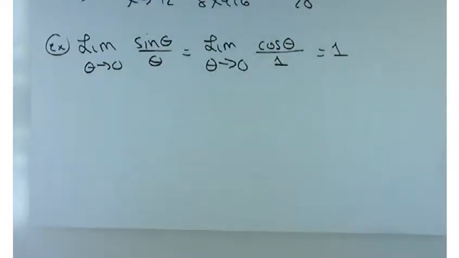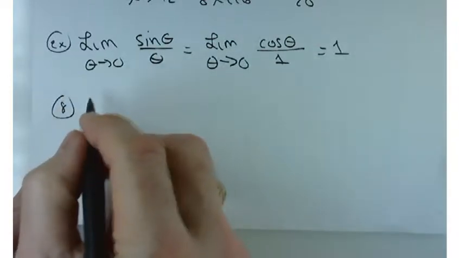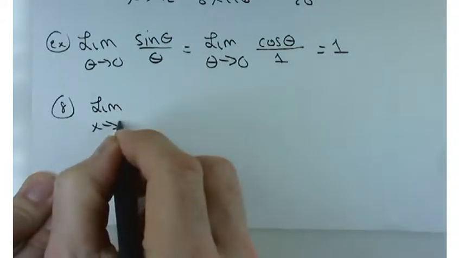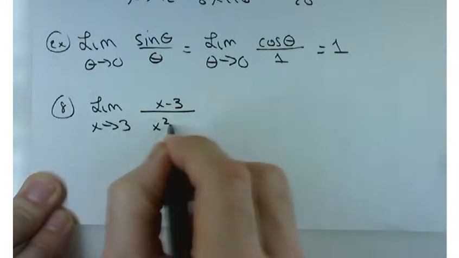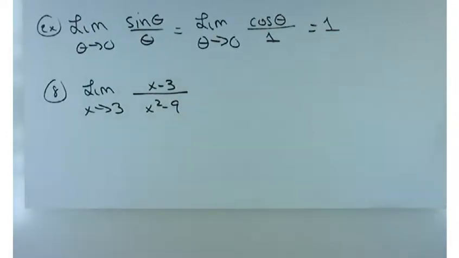Now, why don't you try one here real quick? The limit as x approaches 3 of x minus 3 over x squared minus 9. Find that limit. Good sound effects. I wonder if my mic picked that up.